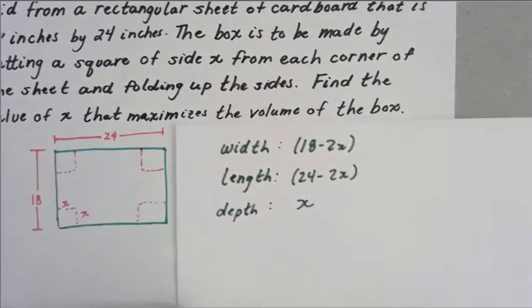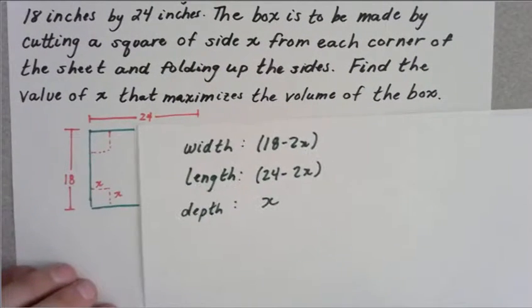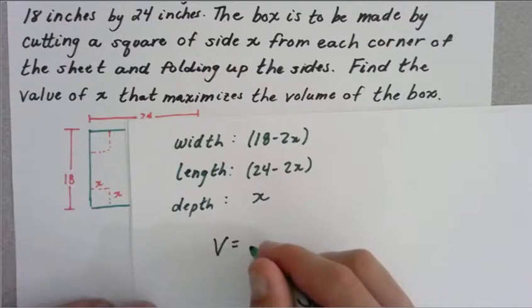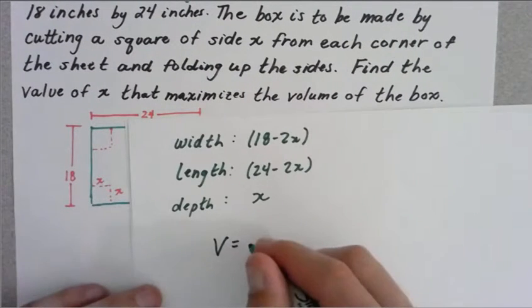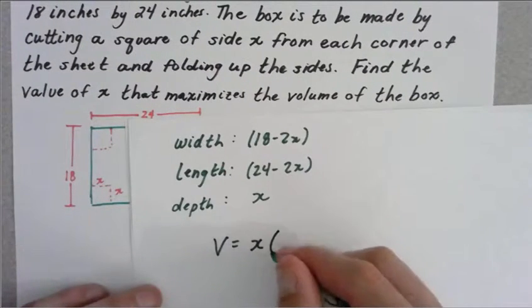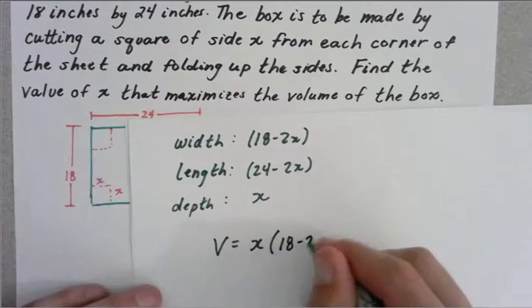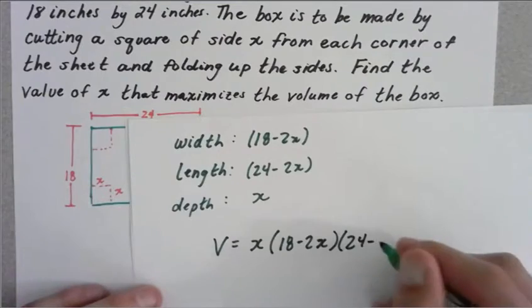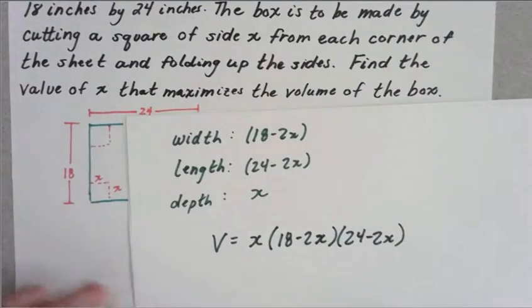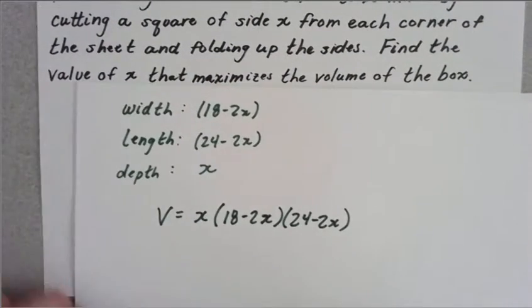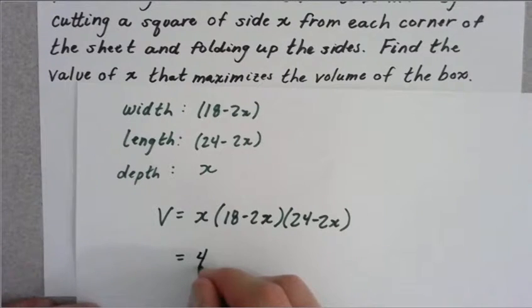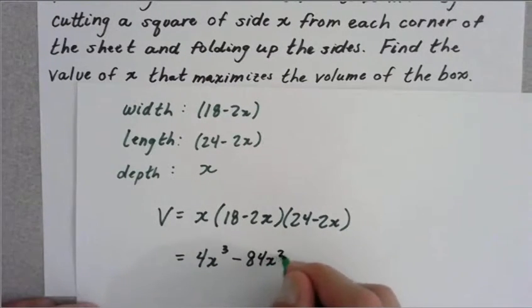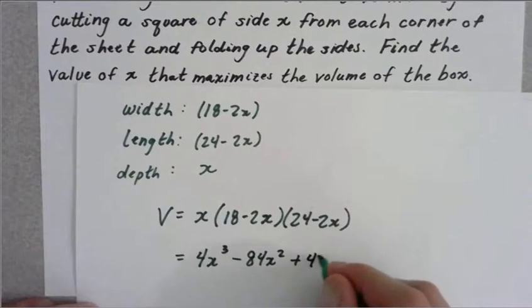So when you look at this, we want to maximize the volume. The volume of this rectangular shape, prism I guess, is x times 18 minus 2x times 24 minus 2x. You multiply length times width times height, and we're going to go ahead and do that. So there is my volume. If I multiply it out and simplify, I get 4x cubed minus 84x squared plus 432x.